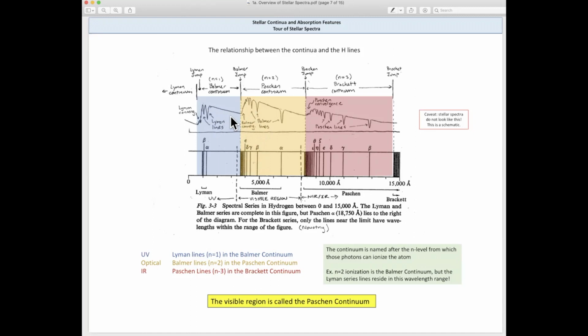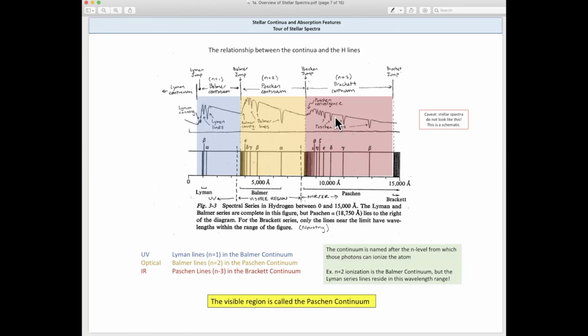When you talk about names of continua, you might hear this in a talk. You might have heard it before and not picked up on it, but you might now that you've seen it. You'll hear somebody say, well, in the Balmer continuum, and you'll probably think that's in the visible part of the spectrum, and you'd be wrong, because that's the continuum of photons capable of ionizing n equals 2 neutral hydrogen, which is actually in the ultraviolet.